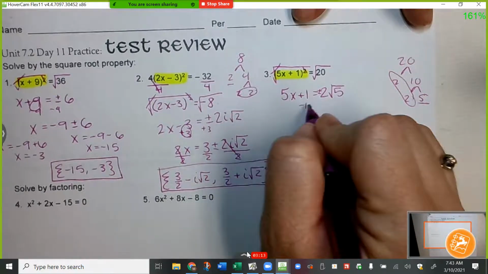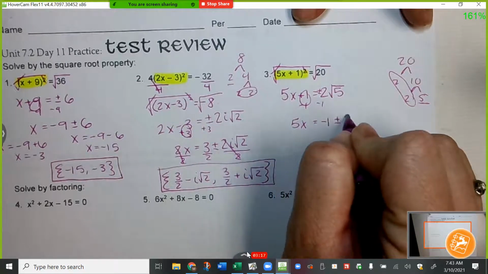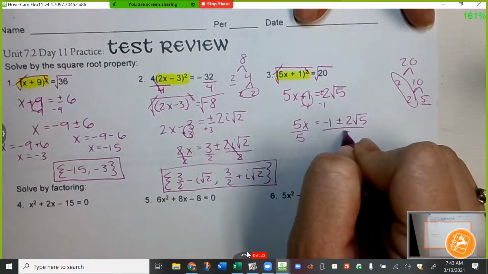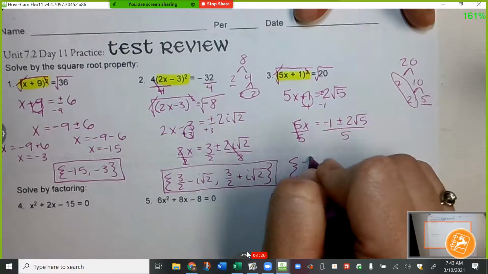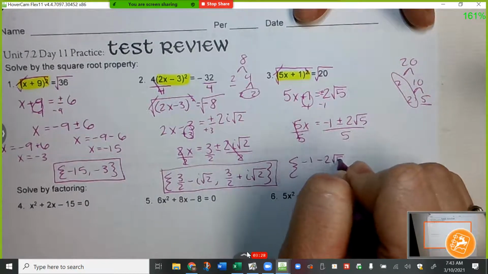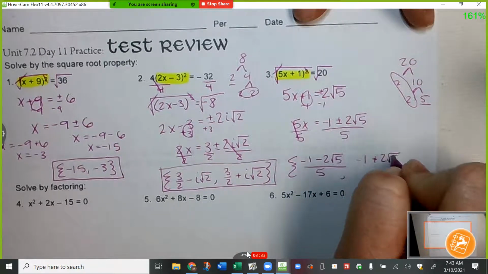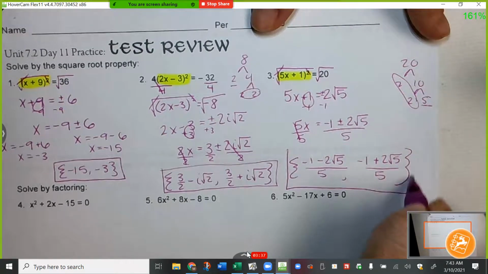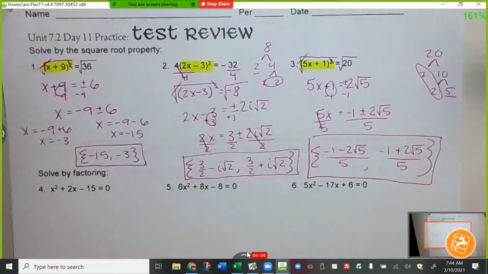So I'm going to subtract 1 from both sides. And I'm going to divide by 5, which nothing over here is going to simplify, so I'm just going to put the whole thing over 5. So when I separate, I get negative 1 minus 2 square root of 5 over 5, negative 1 plus 2 square root of 5 over 5. Okay, so that's the square root property.